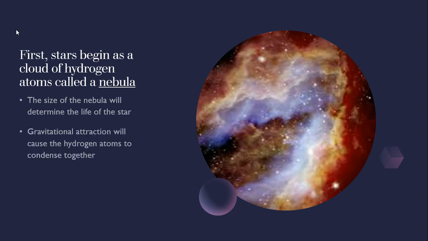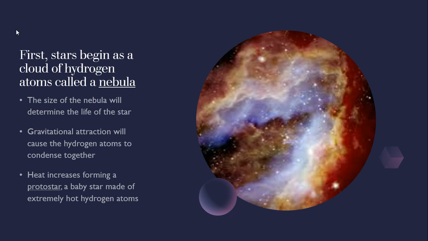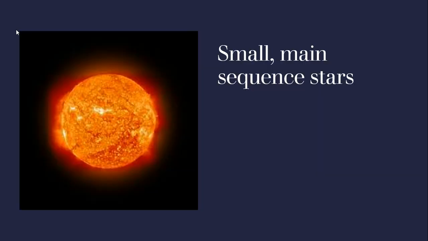Gravitational attraction will cause the hydrogen atoms to condense together. So once there's enough hydrogen atoms just around each other, they'll start to gravitate towards each other, getting closer and closer and closer. They're also getting hotter and hotter until they form a protostar. A protostar is a baby star made of extremely hot hydrogen atoms. They're actually going to form a plasma. After this happens, we are at a small main sequence star. Our sun is a good example of a small main sequence star.